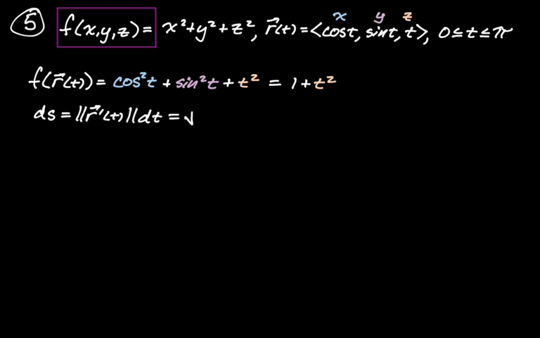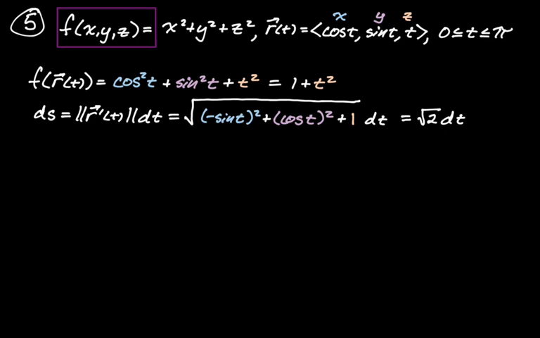So that's going to be the square root of the derivative of cosine, which is negative sine, squared, plus the derivative of sine, which is cosine, squared, plus the derivative of t, which is 1, so 1 squared. Again, you have a sine squared plus cosine squared, so that's 1, plus the other one. This just gives us root 2 dt, root 2 dt, not t.